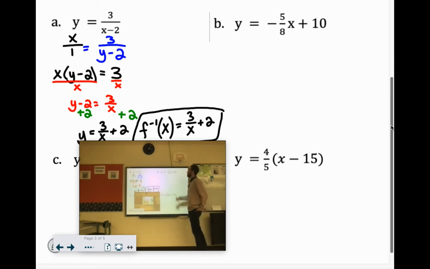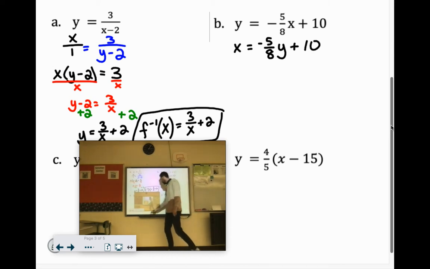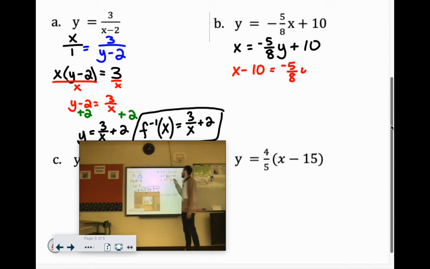So here y equals negative 5/8 x plus 10. Flip it: x equals negative 5/8 y plus 10. You can get rid of the fraction first, or you can subtract the 10 to the other side. Now, if you just have a fraction in front of your variable and you're trying to cancel that out, you could certainly divide by negative 5/8, but when you divide by a fraction, you really multiply by the reciprocal. So that's what we're going to do. We're going to multiply both sides by negative 8/5.